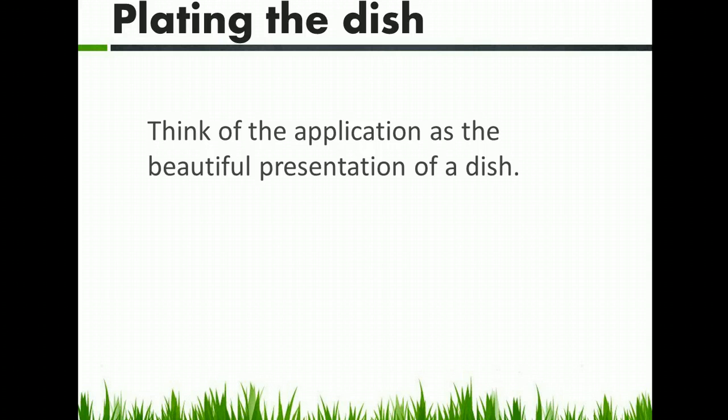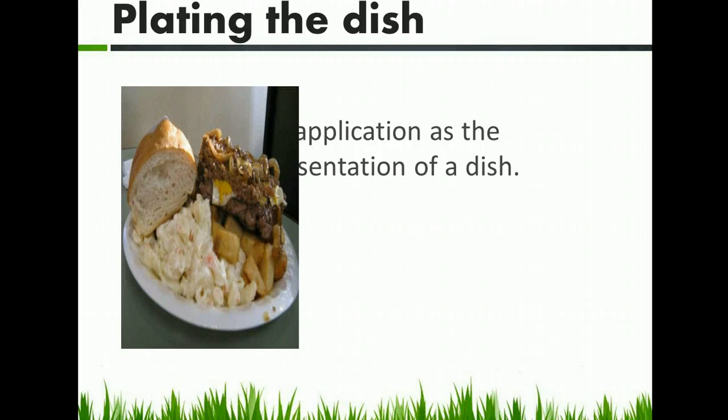So I think of this as plating the dish. I'm a huge Top Chef watcher, and I love watching Chopped as well. And for those of you who ever watch cooking shows, one of the main judging points is presentation. So you want to think of your application as a beautiful presentation of the dish. You could have a really sloppy presentation like that. That's pretty disgusting, and I am not wanting to eat that ever.